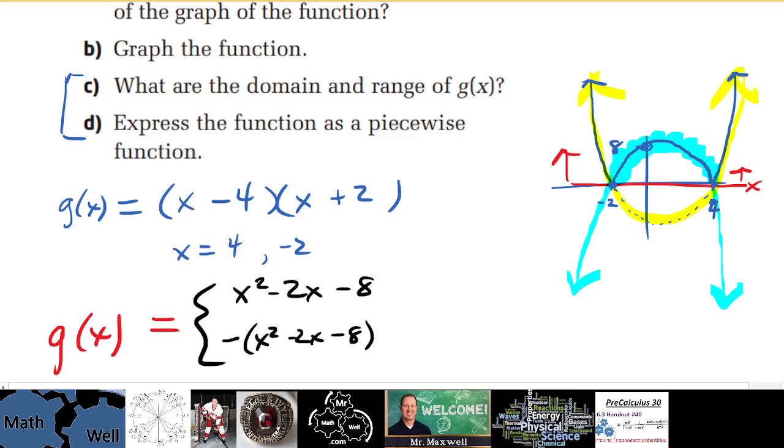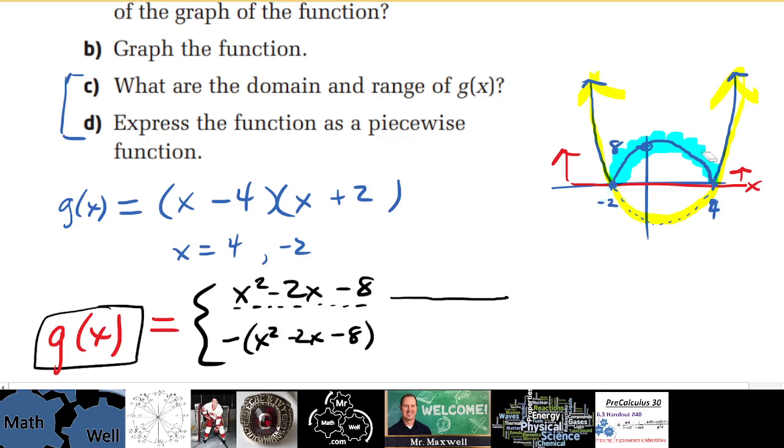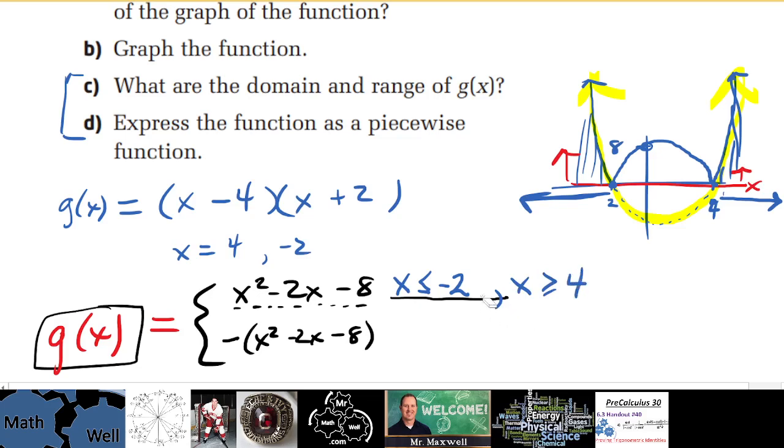The difficult, or tricky, part is you now have to state on which part of the domain the actual g of x graph looks like the positive parabola, the parabola that opens up. To do that, we would look again at the yellow graph. So what's actually part of the yellow graph? This arm and this arm. So that part is where x is less than or equal to -2 as a domain. It's this part of the domain, because that's what corresponds to this arm. And then x greater than or equal to 4, because that's what corresponds to this arm. So that's how you identify the domain in these piecewise functions.